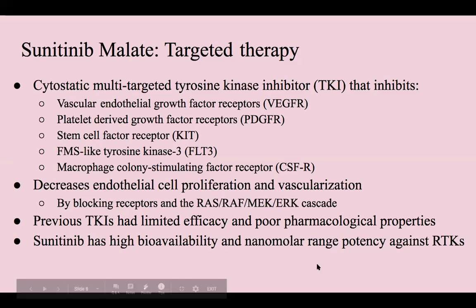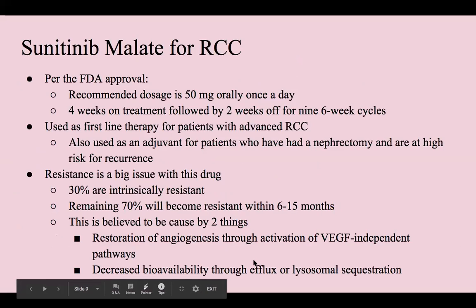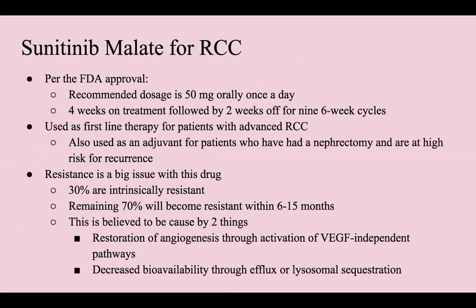Previously, TKIs had limited efficacy and poor pharmacological properties. Sunitinib has high bioavailability and nanomolar range potency against RTKs, which is the reason behind making it. So when using sunitinib malate for RCC, the dosage that the FDA approved was 50 milligrams orally once a day, using a cycle treatment of 4 weeks on treatment, 2 weeks off, for 9 6-week cycles.